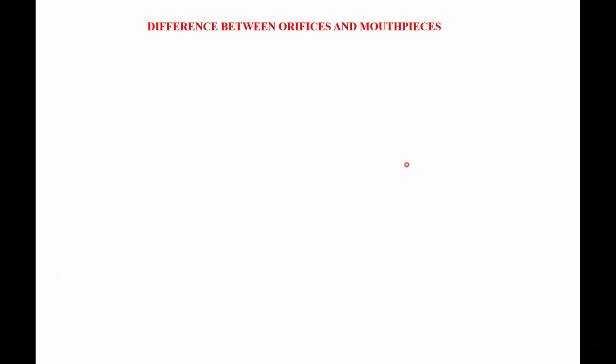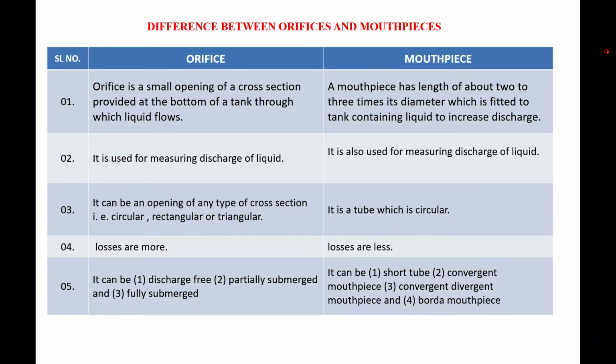Then what are the differences between orifice and mouthpieces? Look at the differences here. An orifice is a small opening of cross section provided at the bottom of the tank through which the liquid flows. A mouthpiece has a length of about 2 to 3 times its diameter, and is fitted to a tank containing a liquid just to increase the discharge.